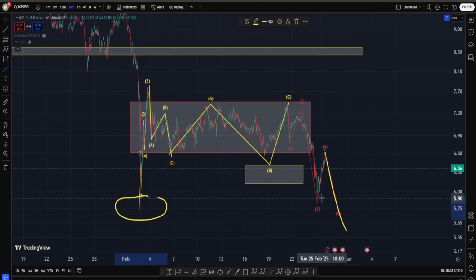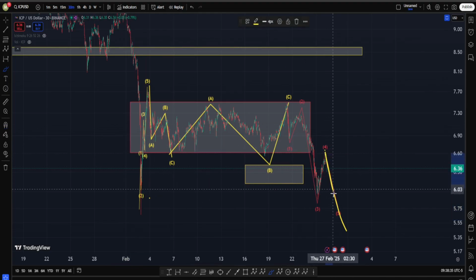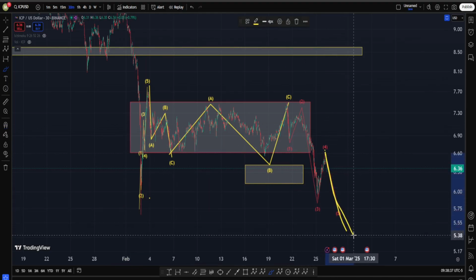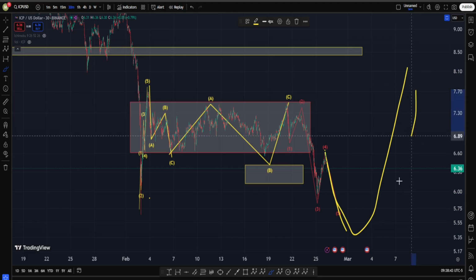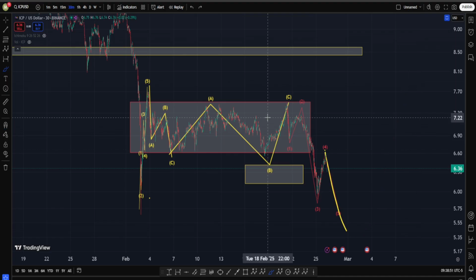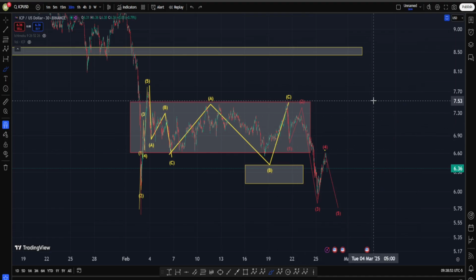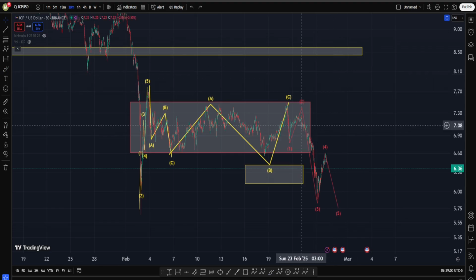So even in case that we want to have another move down in order to take this low, I'm expecting ICP to do something like this. Maybe, let's say, go to somewhere around $5.3, and then once more, I'm expecting a move up. And as long as we're not having this, I am not going to give up on Internet Computer for the short term. And this is the extent of short-term analysis that we are going to do in today's video. Now, in a lot of altcoins, this is not specific for ICP, we are seeing some moves on the downside.